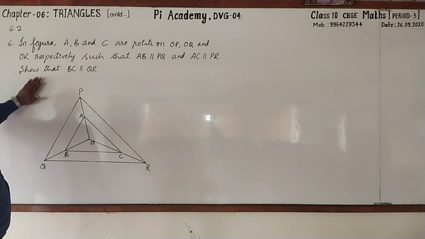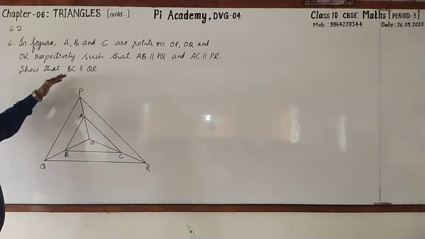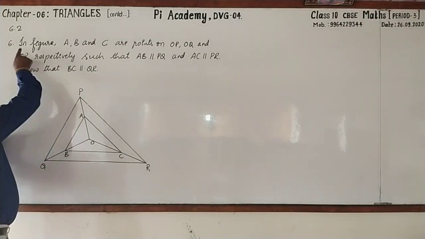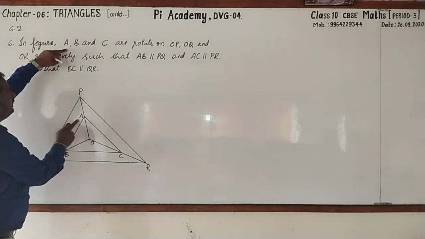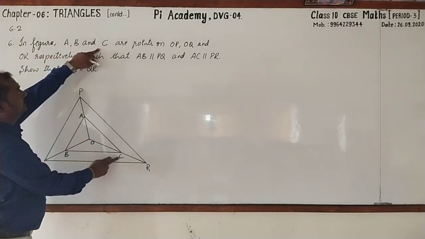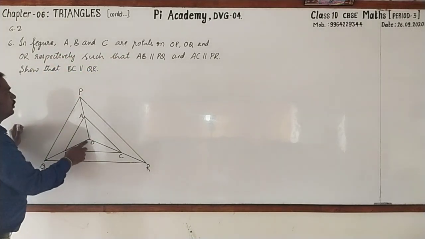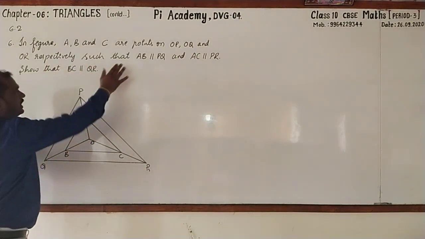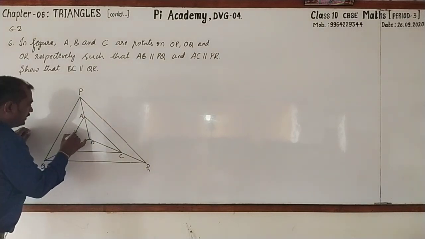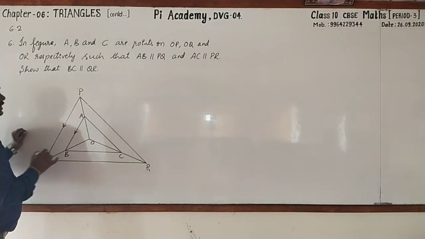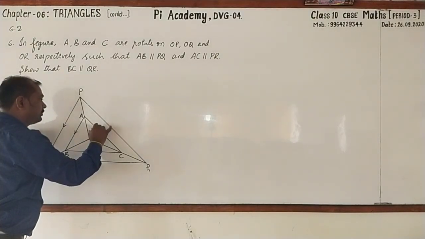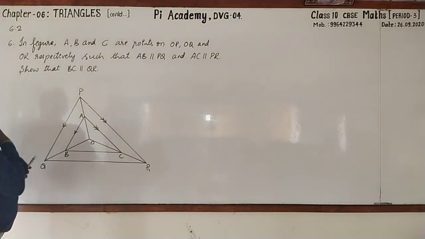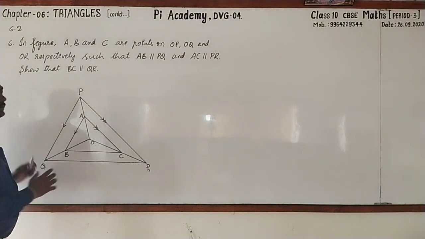Dear students, this is another problem of the same type as what we solved. Fourth one and fifth one. Just go through the statement. In this figure, A, B and C are the points on OP, OQ and OR, right? Such that here they are given AB parallel to PQ, then AC parallel to PR, then show that BC parallel to QR.